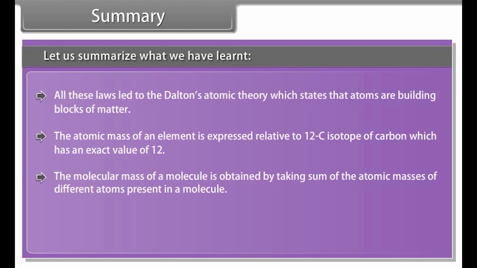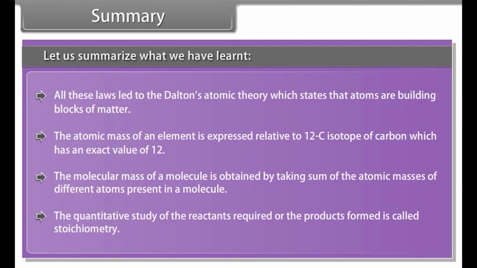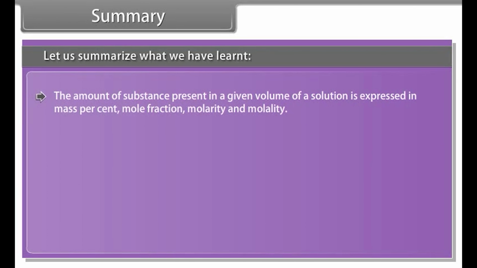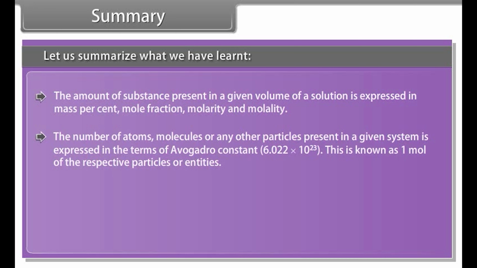The molecular mass of a molecule is obtained by taking the sum of the atomic masses of different atoms present in a molecule. The quantitative study of the reactants required or the products formed is called stoichiometry. The amount of substance present in a given volume of a solution is expressed in mass percent, mole fraction, molarity, and molality. The number of atoms, molecules, or any other particles present in a given system is expressed in terms of Avogadro constant, 6.022 into 10^23. This is known as 1 mole of the respective particles or entities.